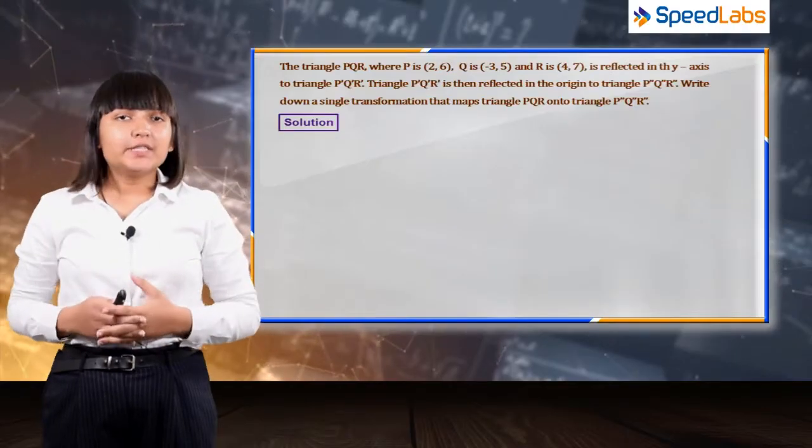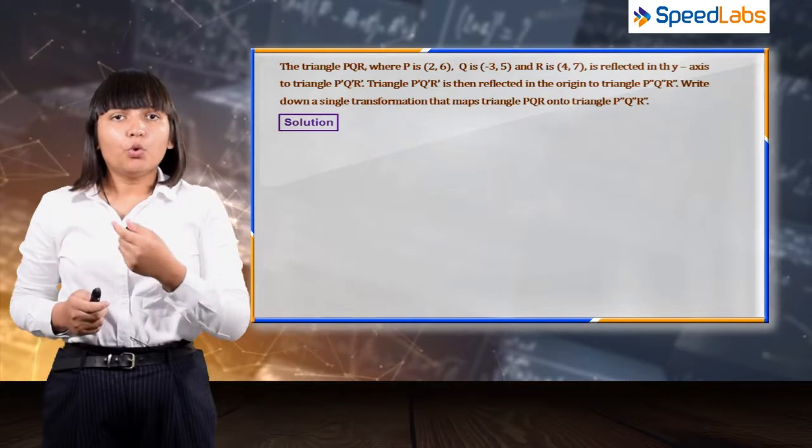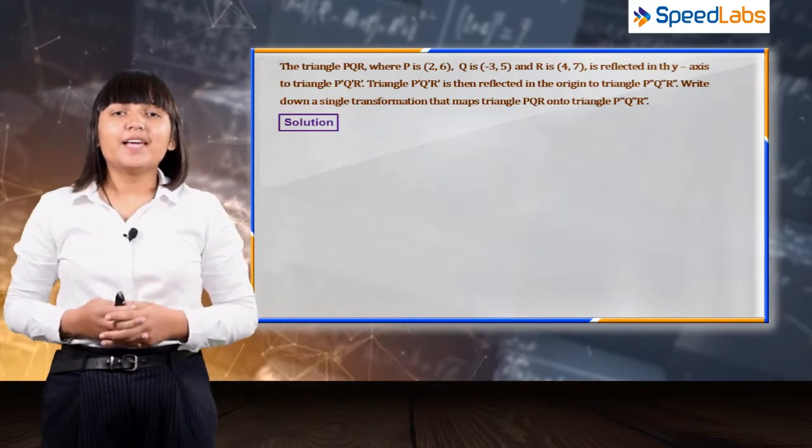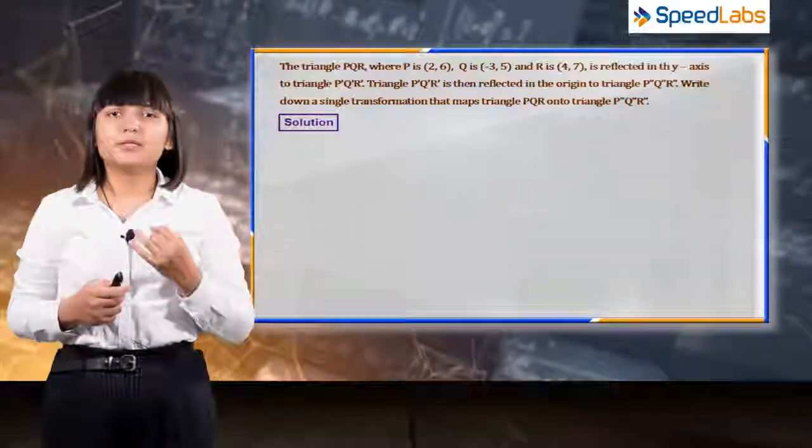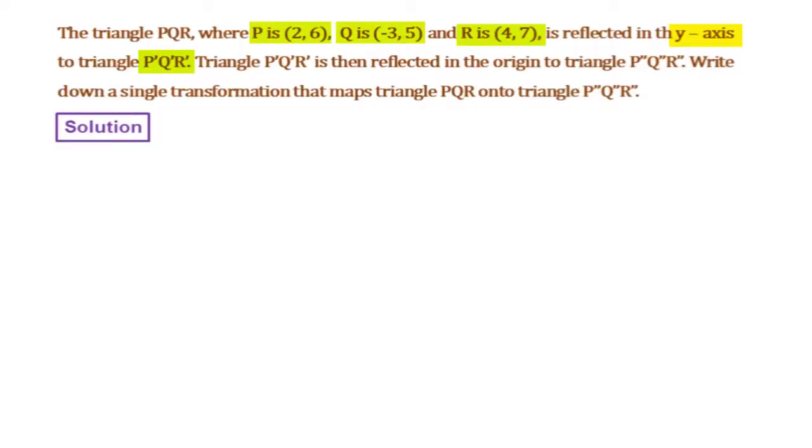Now the question says that if we reflect the points P, Q and R in the y-axis, then we obtain 3 new points, that is P dash, Q dash and R dash. And when we reflect these points in the origin, then we obtain another set of 3 points, that is P double dash, Q double dash and R double dash.